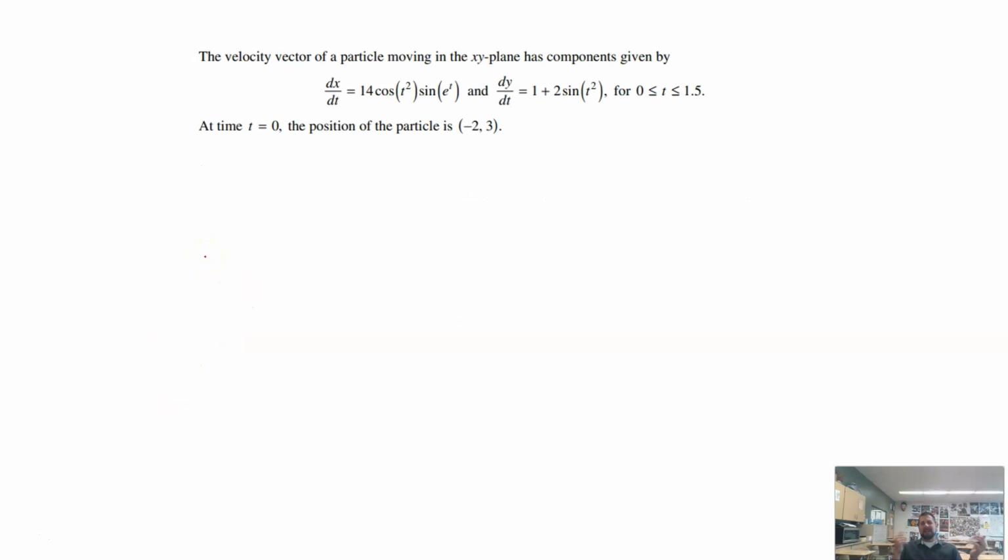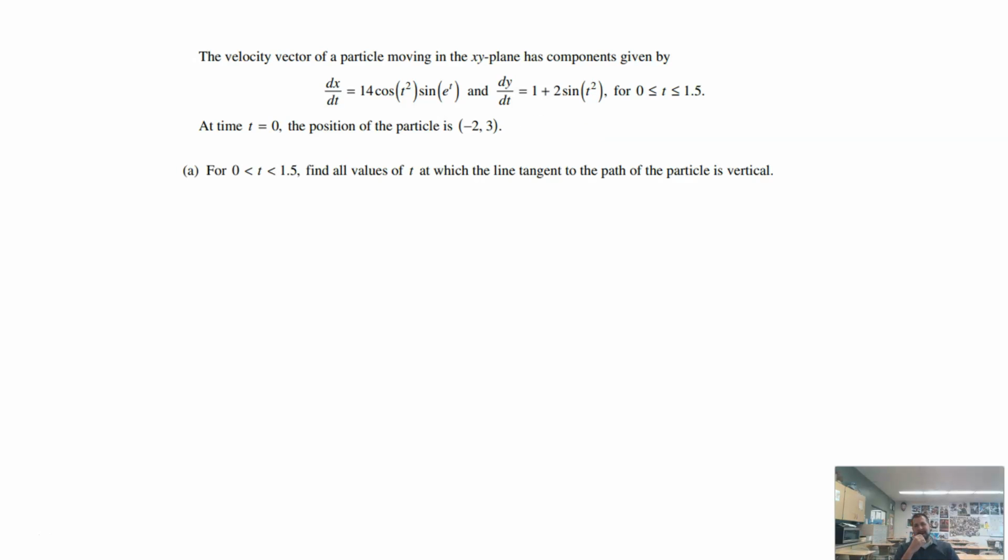So we've got the velocity vector of a particle moving in the xy plane, and it gives us dx/dt here, and then it gives us dy/dt here as well. Then it gives us a time interval from 0 to 1.5. Then it also says at time equals 0, the position of the particle is (-2, 3). So it's almost like they give us our initial position, and they give us the velocity vector, not written just as individual components. Not that big of a deal, okay?